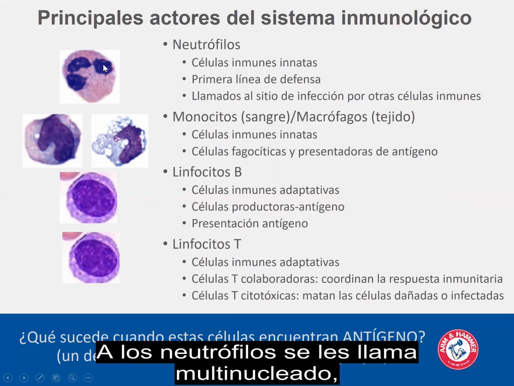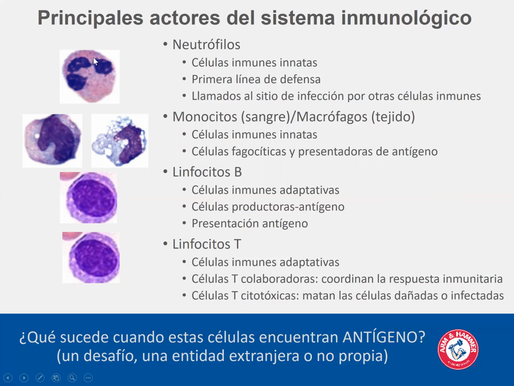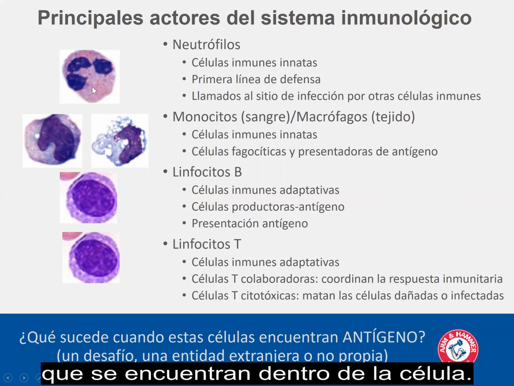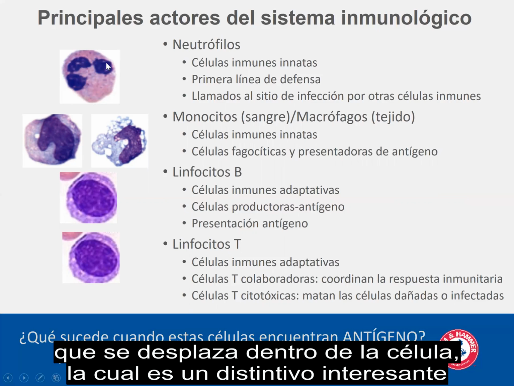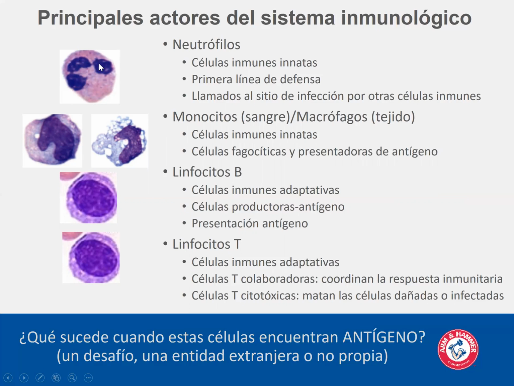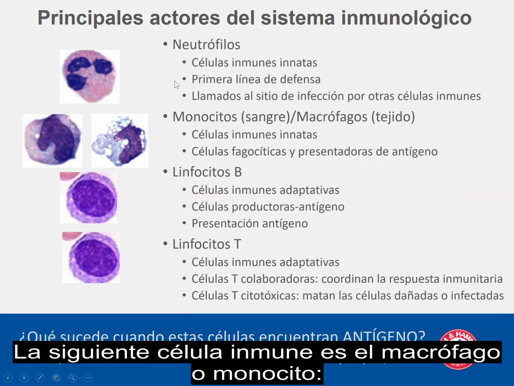And neutrophils are called multinucleated because they look like they have, in this picture, 3 different nuclei present within that cell. But really, they only have one nucleus. It just twists around. But it's a very nice identifying characteristic when you're looking at these cells under a microscope. The next immune cell is the macrophage or the monocyte.